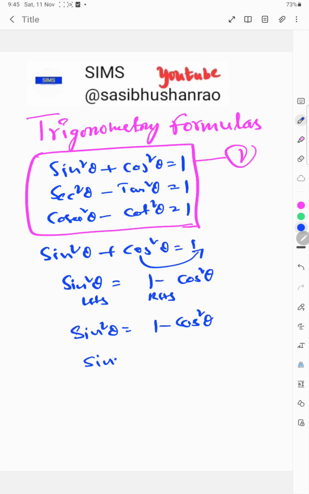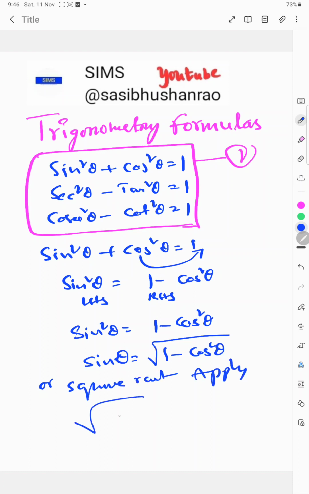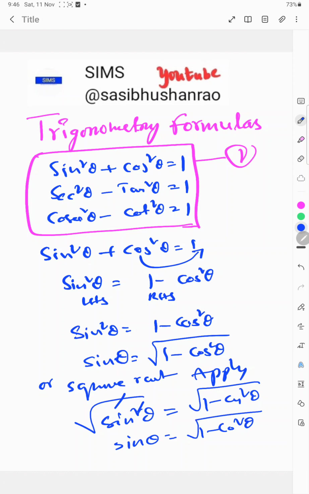So, sin theta is equal to square root of 1 minus cos square theta, because the square on the LHS goes to the RHS as a root. Or apply square root on both sides: square root of sin square theta equals square root of 1 minus cos square theta. The square and root cancel, so sin theta is equal to root over 1 minus cos square theta.